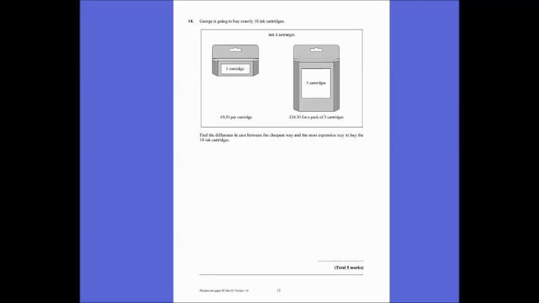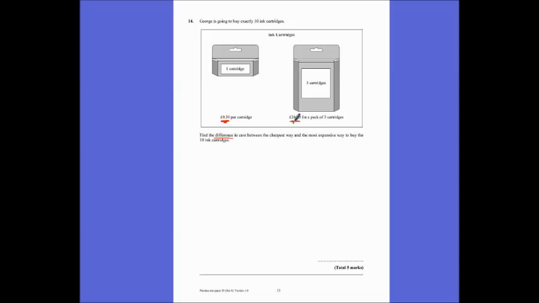Question 14. George is going to buy exactly 10 ink cartridges. Find the difference, so this is really important, in cost between the cheapest way and the most expensive way to buy the 10. Well, we can see that if we buy 3 of these, 3 lots of 9 is £27. So this is going to be more than £27. So these are obviously cheaper to buy.